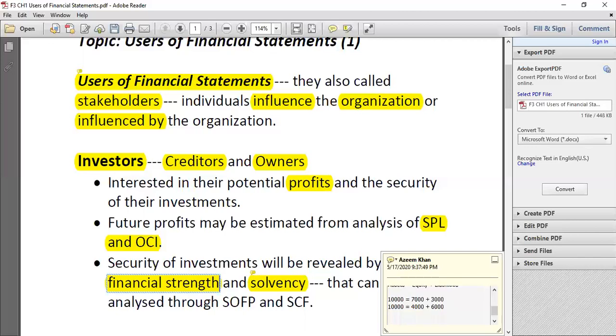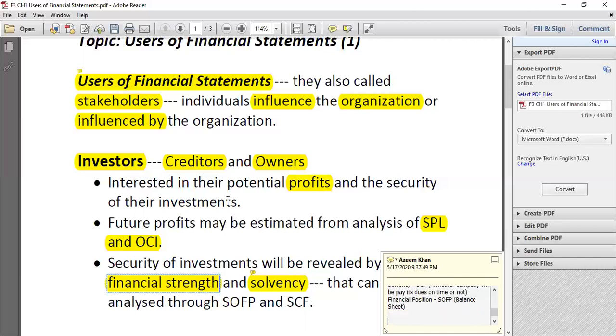Now from here, we have found out that three factors are very important for the investors. One is profitability, which will be found through the statement of profit or loss. Another one is solvency, which will be found through the statement of cash flow. Solvency means whether the company will pay its dues on time or not. And the third thing that is very important for the investor is financial position. That will be through the statement of financial position, or you can say balance sheet.